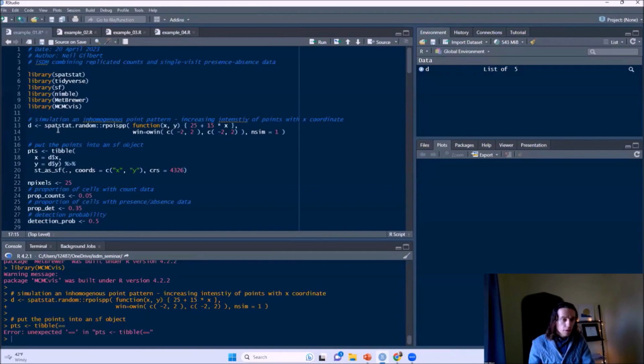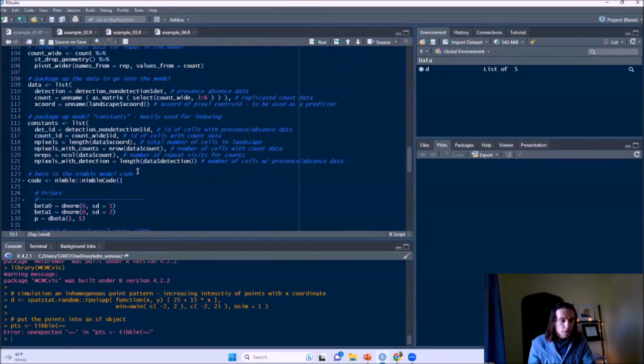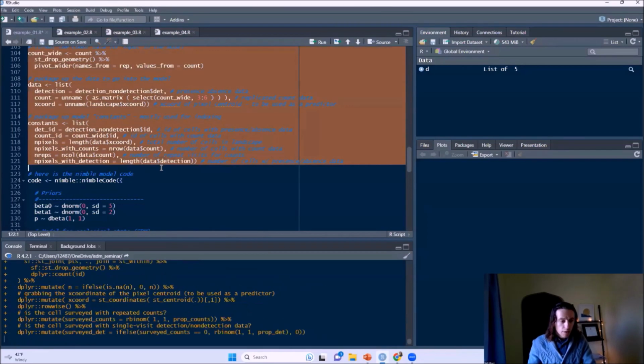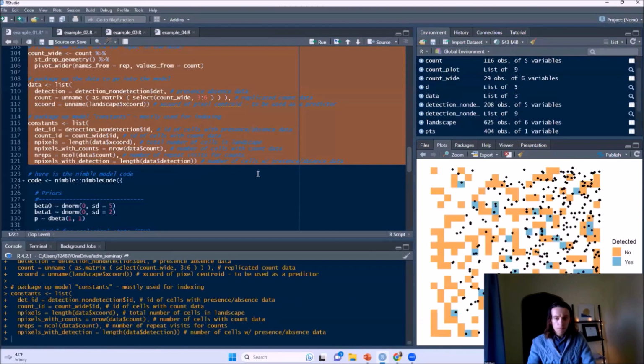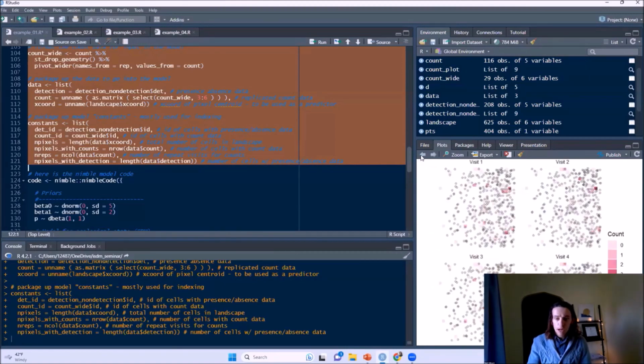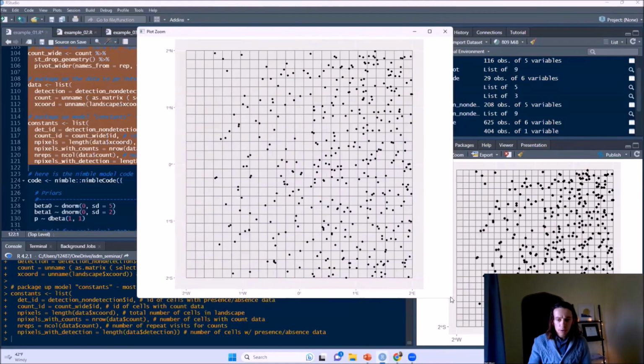Should hopefully only take a moment or 2. Looks like I had some extra stuff in there, so let me run that again. Okay, so we will look at the visualizations of these data. So I'll go back to this first plot. Let me make this larger.